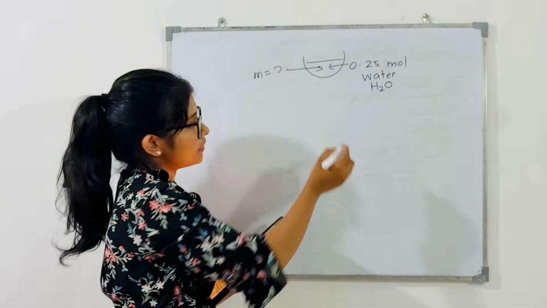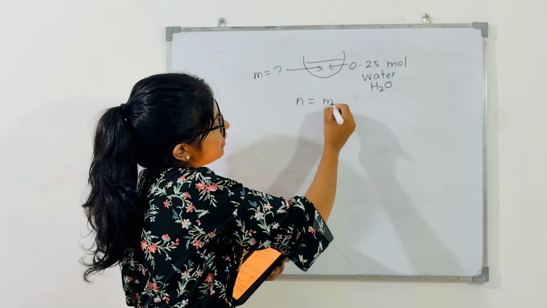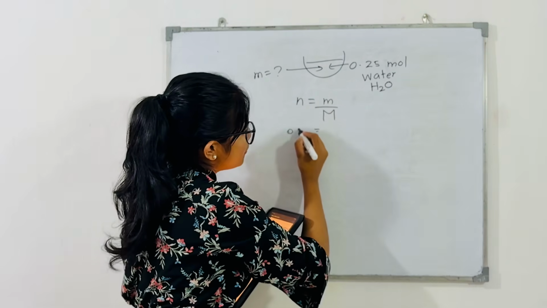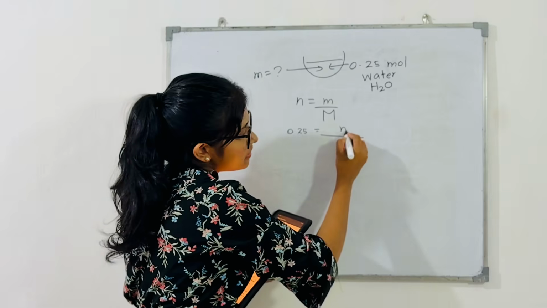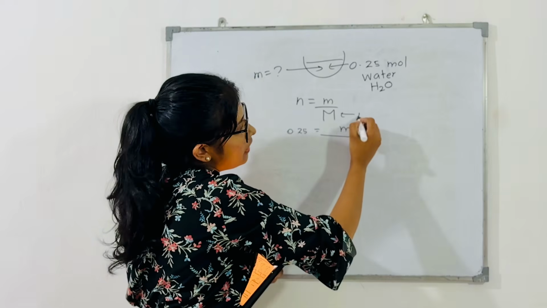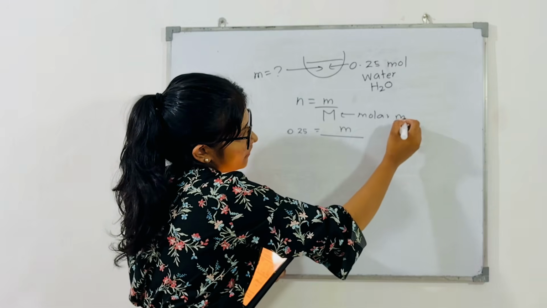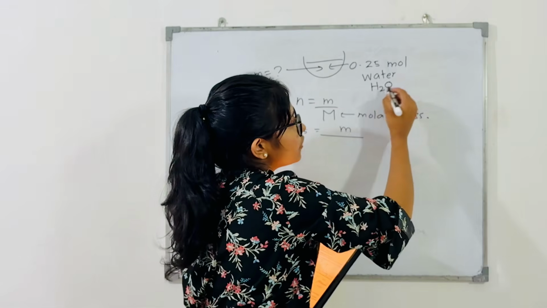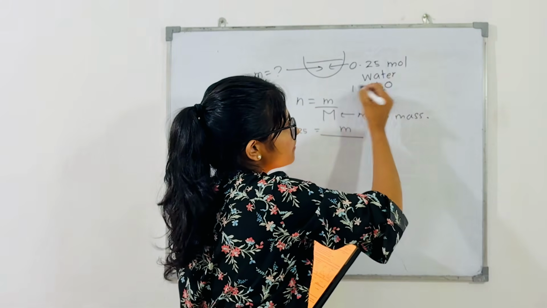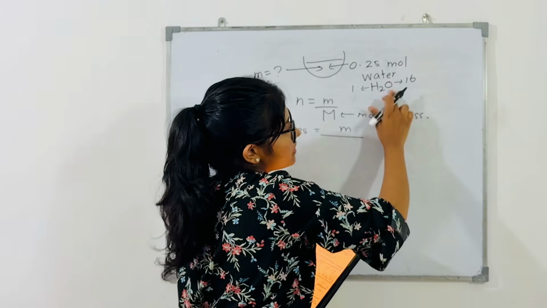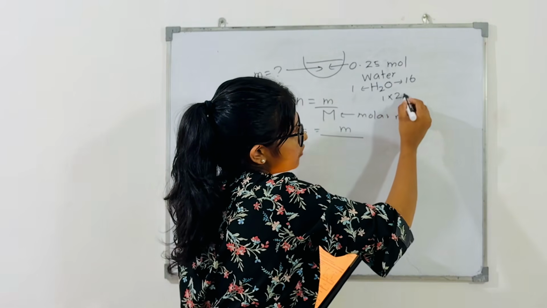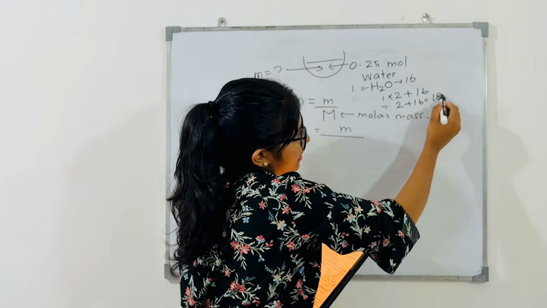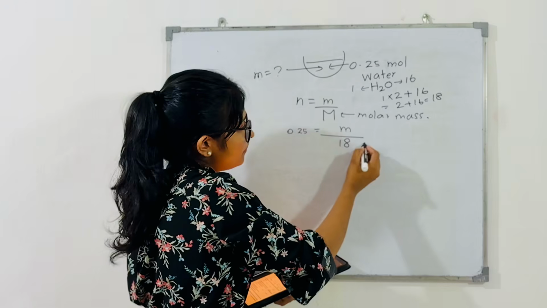What is the equation that you should use? It is simple: n equals m divided by capital M. The number of moles they have given. The mass you have to find. This is the molar mass. You have to find that using the relative atomic masses. So the relative atomic mass of one hydrogen is 1 and oxygen is 16. As there are 2 hydrogens, you need to multiply by 2 and add 16. 2 plus 16 is 18. So you have to put 18 here.